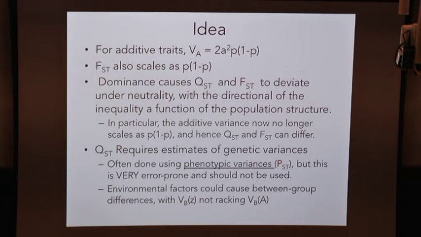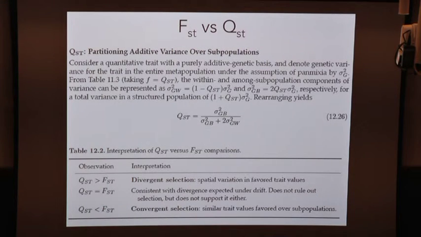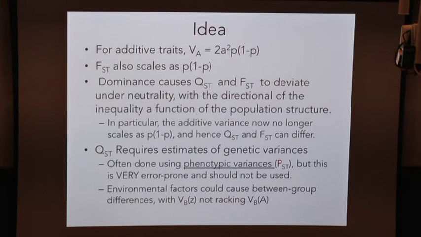The other big thing is you've got to have genetic variances. Very often, this is done using phenotypic variances. This is called PST. So what people do for this expression is they go out and they measure a series of populations. This expression here is the between-mean variance, the between-mean difference. This expression down here is the phenotypic variance within a group. That's absolutely dead wrong. It's dead wrong because you're confounding environmental factors with genetic factors.